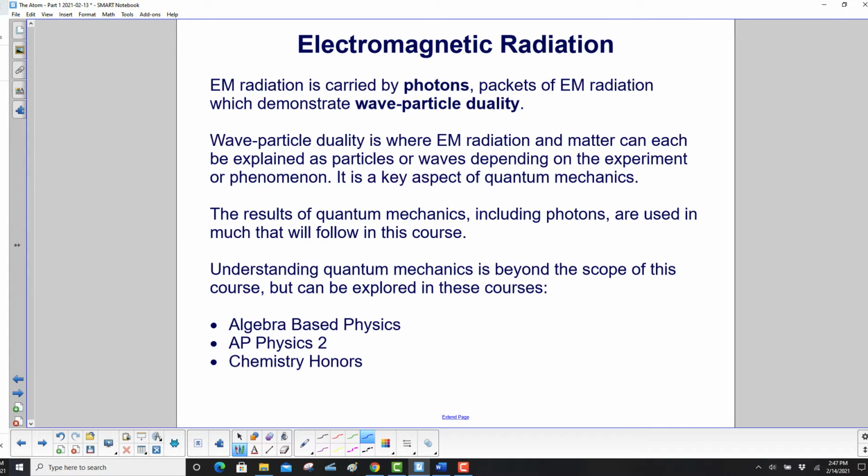Electromagnetic radiation is carried by photons, which are packets of electromagnetic radiation which demonstrate wave-particle duality. Wave-particle duality is where EM radiation and matter, so this would be like light and electrons, can each be explained as particles or waves depending on the experiment or phenomenon. It is a key aspect of quantum mechanics. The results of quantum mechanics, including photons, are used in much that will follow in this course. Understanding quantum mechanics is beyond the scope of the course, but can be explored in these courses: Algebra-Based Physics, AP Physics 2, and Chemistry Honors.